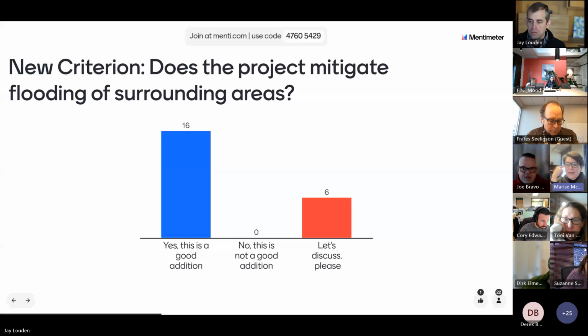Derek, is there a way to just not increase flood? I don't know. Yeah, Maurice, I started going into phrasing it as a negative. Does the project negatively impact flooding? Yeah, that's more in the spirit of what we might want to think about. Okay. And Suzanne? You're on mute.